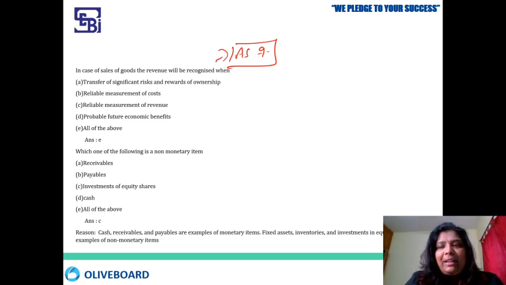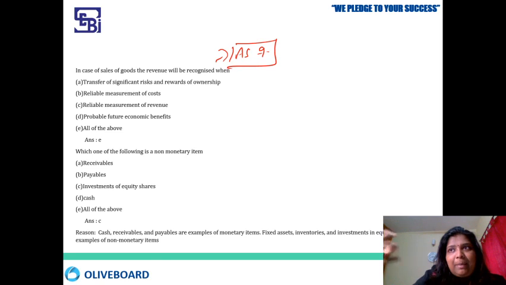Future economic benefit in the sense, I made a sale. Suppose if it is a cash sale, I would have received the cash automatically. Suppose if it is a credit sale, obviously it is going to give me the revenue or some benefit in the future. That is nothing but the paisa I'll be getting in the future. Correct. So now what they are saying is, you should be very much aware that he will be paying me. There are no bad debts or anything like that. It's not going to happen. I know that paisa will come.